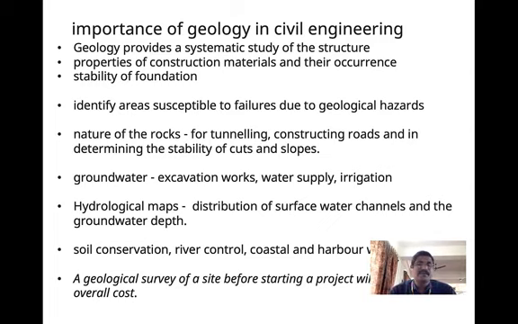The natural rock for tunneling, constructing roads, and determining the stability of cuts and slopes. These are all important factors which will decide the technical importance as well as the cost of the project. These are all decided based on that only. Groundwater, excavation works, water supply, irrigation. These are some of the areas where we need this knowledge.